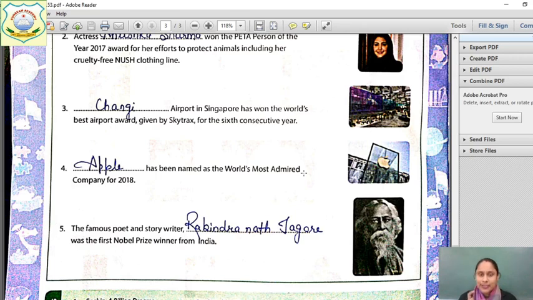Now when you are writing or learning the spelling of Rabindranath, how will you learn? Break the spelling, make it short, and then you can learn it. Now Rabindra, how is it written? Ra, R-A, Ra, B-I-N, Bin, Dra, D-R-A, Dra. Rabindra, Nath. Tagore. It's Rabindranath Tagore.